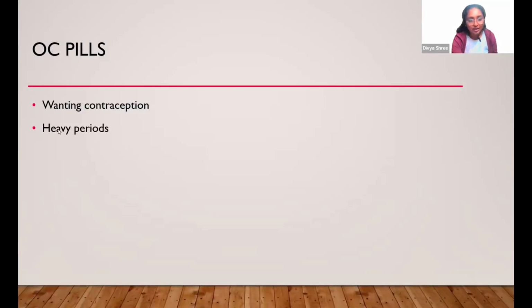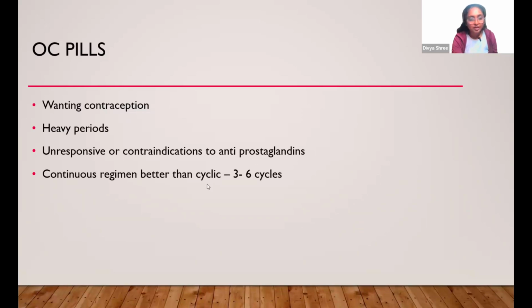And people who are also having heavy periods, as these OC pills negatively inhibit the HPO axis, there are now no normal cycles occurring because of the hormonal imbalance in the body. These OC pills will control the cycles now. For 21 days you can give the OC pills and then stop, where the patient will have normal bleeding, and you can continue this for 2 to 3 cycles. Next, when the patient is unresponsive, or if she has any contraindications to prostaglandin inhibitors, you can give OC pills.